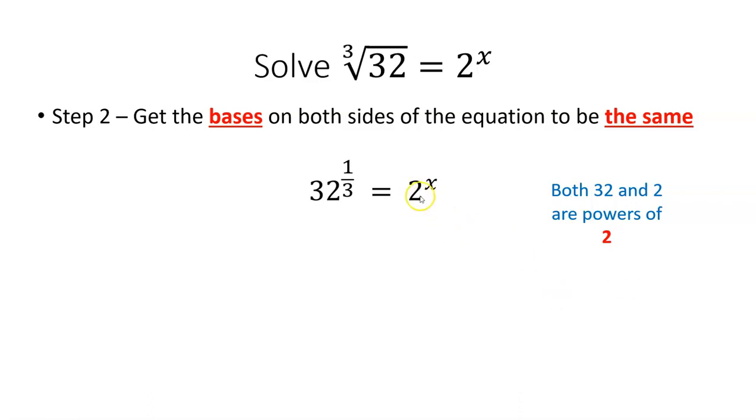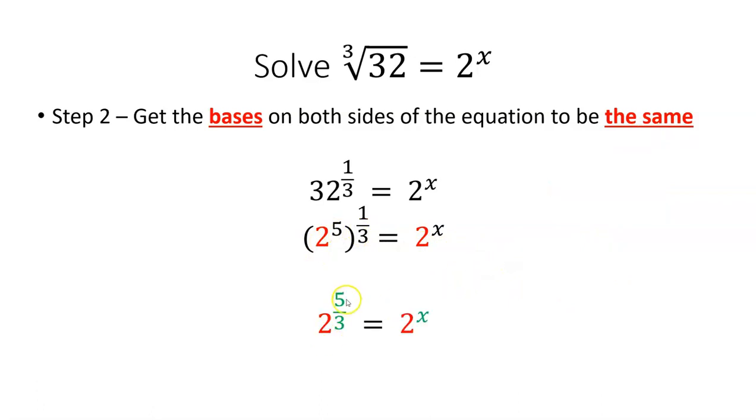Well, the 2 won't be very difficult. It already is a 2. But 32 is 2 to the 5th power. So no values have really changed here. This is still the value 32, but we're going to write it as 2 to the 5th power because the goal is to get the bases the same on both sides of the equation. Well, here's a power to a power scenario. We really have 2 to the 5/3 power equals 2 to the x power. We've got the bases the same on both sides of the equation.